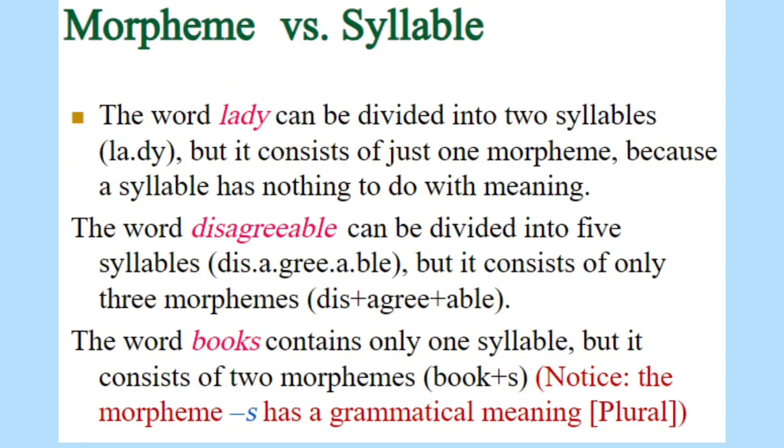Now morpheme versus syllable. The word lady can be divided into two syllables, la-dy. But it consists of just one morpheme because a syllable has nothing to do with the meaning. The word disagreeable can be divided into 5 syllables, dis-a-gree-a-ble. But it consists of only 3 morphemes. Dis plus agree plus able. The word books contains only one syllable, but it contains 2 morphemes. Book plus s. Notice the morpheme s has grammatical meaning, meaning it changes the word into plural form.